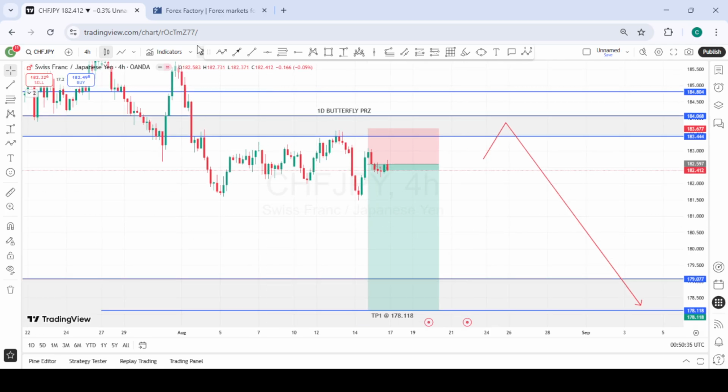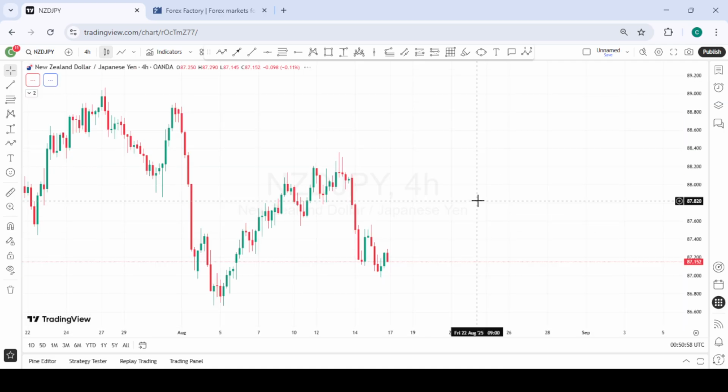Also, if we are fortunate to get a pullback, or if price is able to create a double top in the coming week, we break the neckline, get a retest, we will look for another sell entry to take the sell to the downside to complete this sell move. So this is CHFJPY.